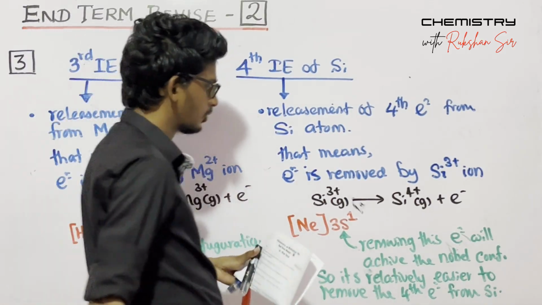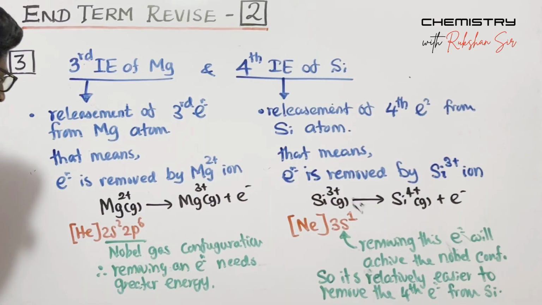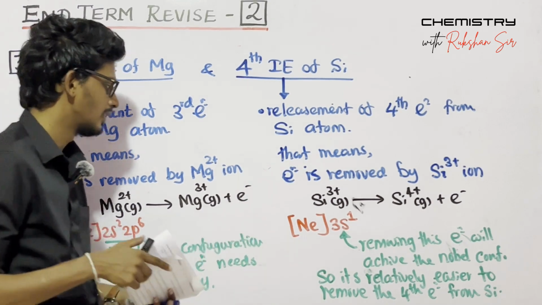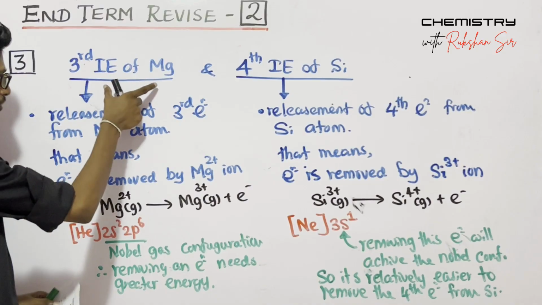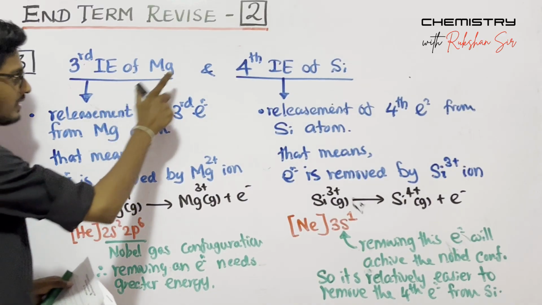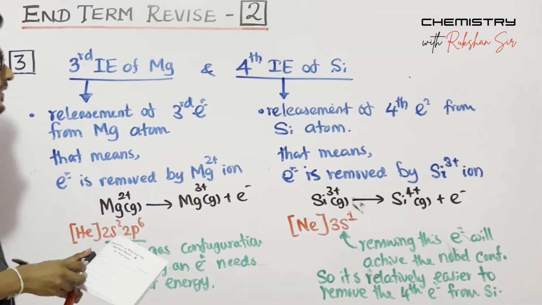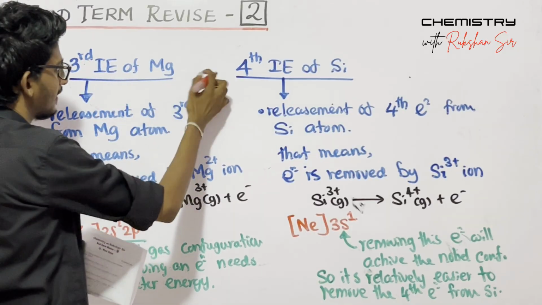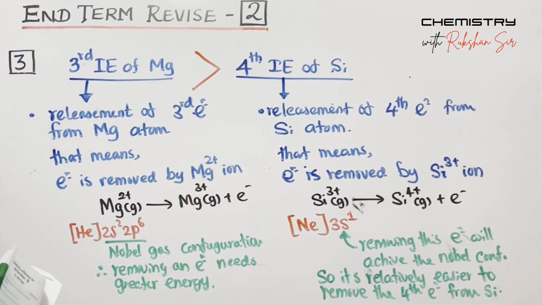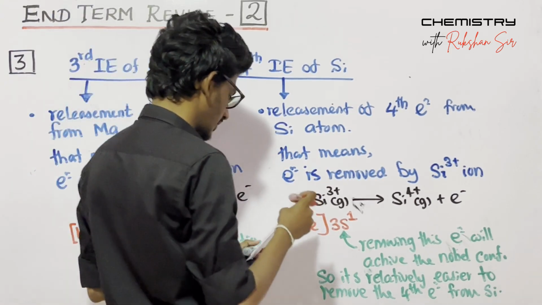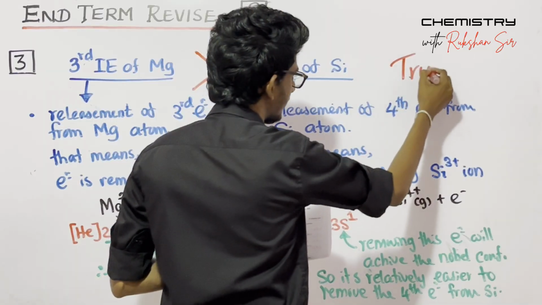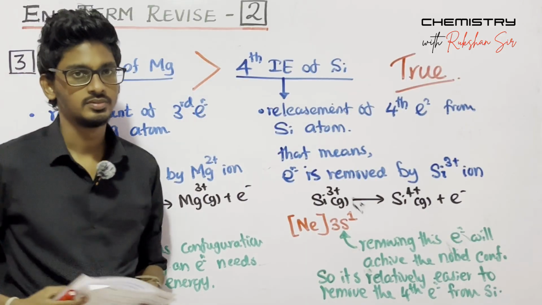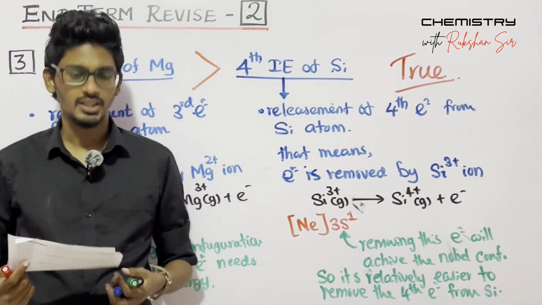It is very clear you need greater energy to release the electron from magnesium 2 plus compared to silicon 3 plus. So the third ionization energy of magnesium is greater than the fourth ionization energy of silicon. So the statement is true. The idea is clear? That is a review for statement number 3.